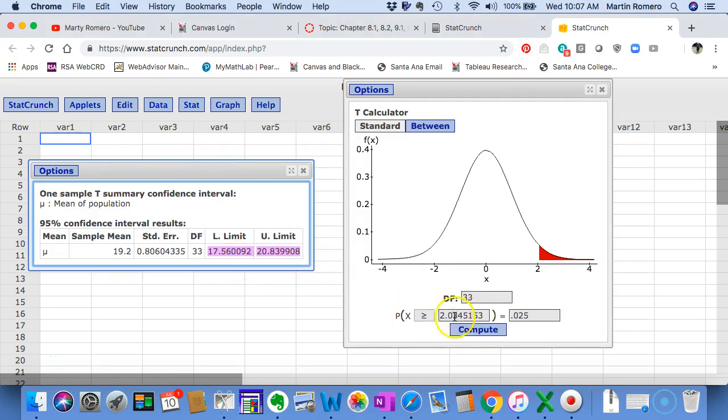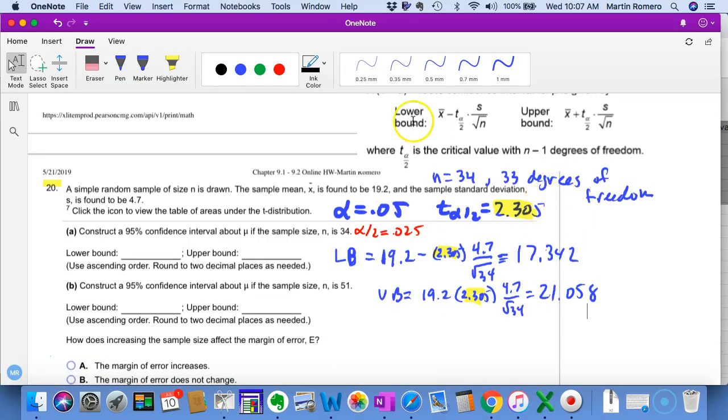I noticed that I have a typo. I put 2.305, and if you notice, this is the correct answer here using StatCrunch. And here, notice that I did put the wrong number. So it's not 2.305. We should be plugging in 2.035 in here. And so that's what should go in here.